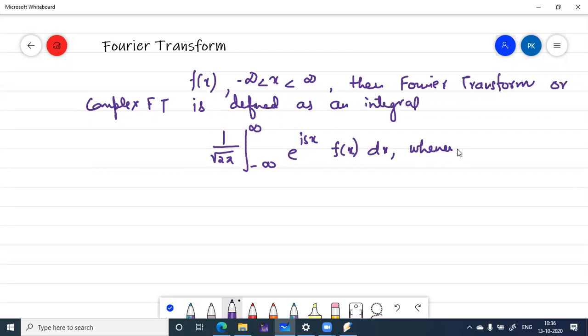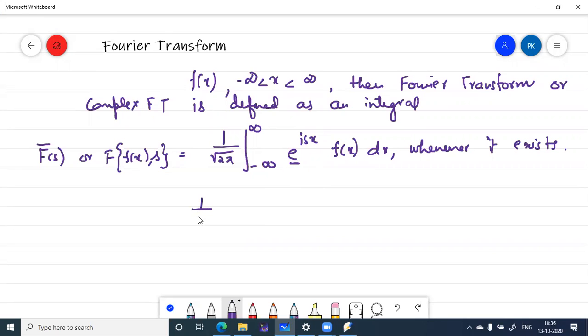Whenever it exists, it is denoted by f of s, or f of s bar; the notation may change from book to book. So this integral, if it exists, is the complex Fourier transform. Now you see that this is a complex number here.